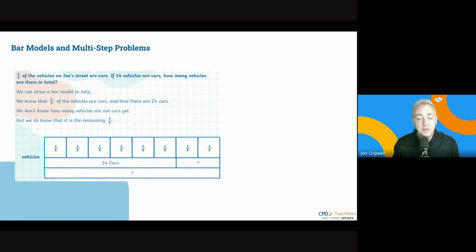And we've got 2/8 here that we don't know how many vehicles this is, but we do know that the 6/8 is 24 cars. Well, if we know 6/8 are 24, we can divide 24 by 6 to find out what 1/8 is. And again, that's conceptually tricky, and it doesn't do the problem solving for you, but it does help you to see why we're doing 24 divided by 6 to find 1/8, and then when we know 1/8, we can find the 2 missing 8s.